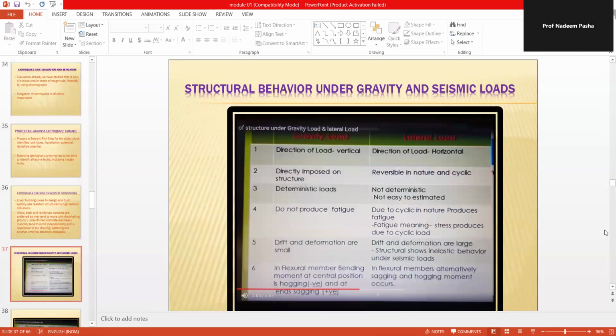Now, structural behavior under gravity loads and seismic loads. As you know, different types of loads are there.